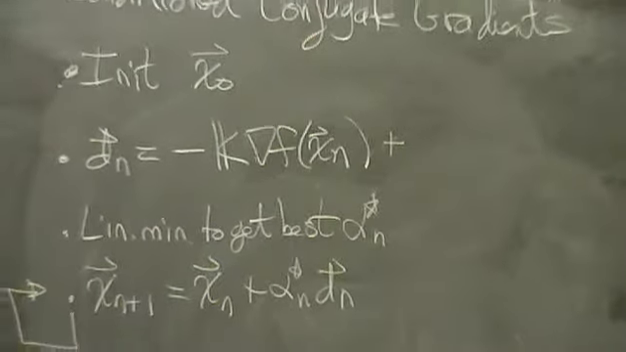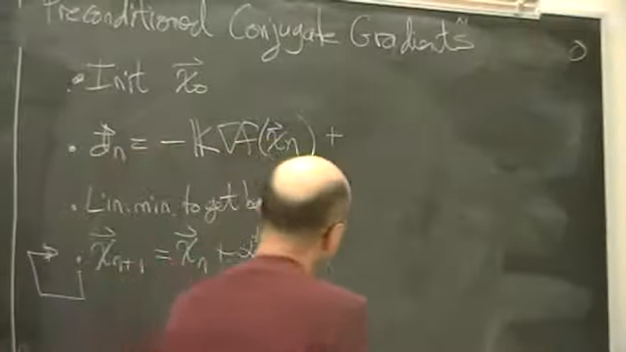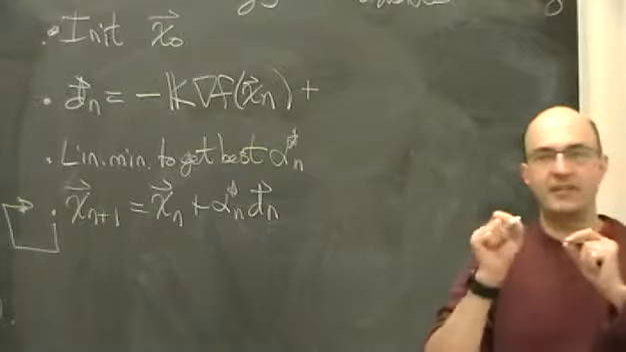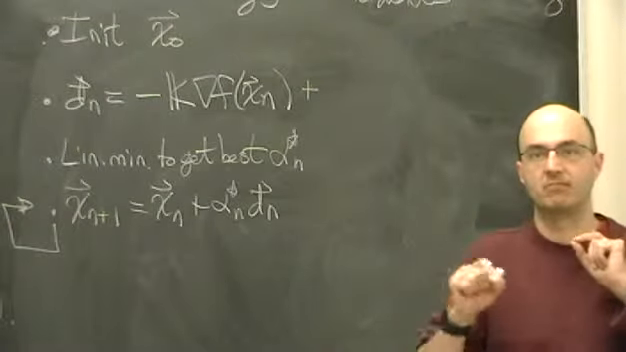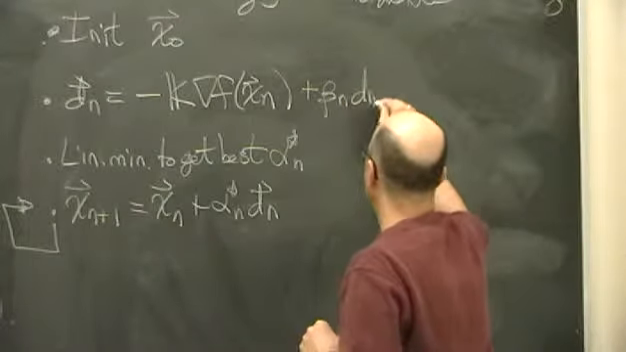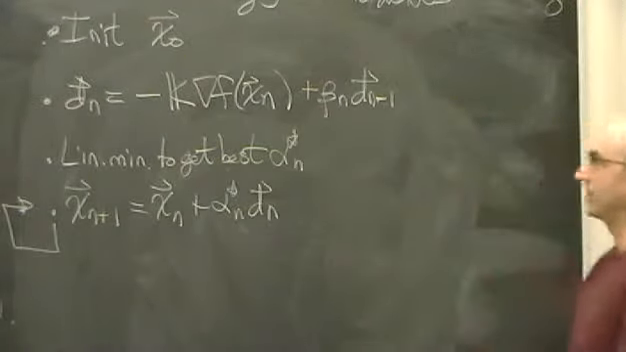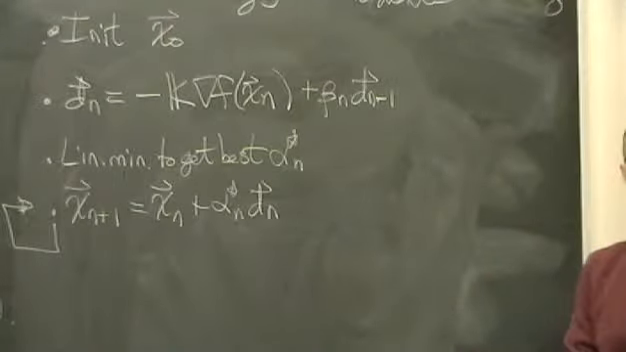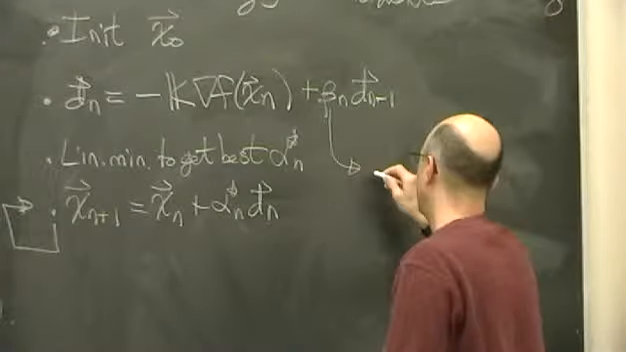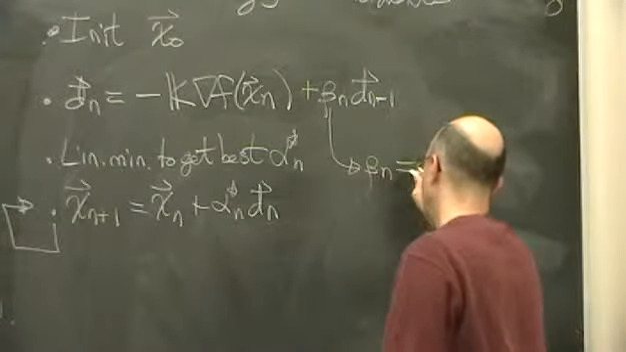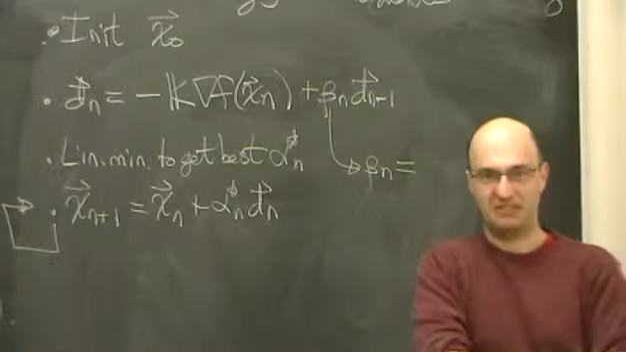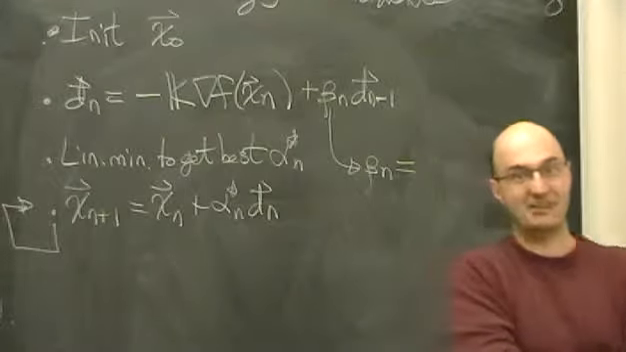And the tweak is the following. All you have to do is mix in just a little bit of your previous search direction. So you have to put in just a little bit of the preceding search direction to turn this thing into conjugate gradients. How much? That takes us into a longer discussion, which unfortunately will be beyond the scope of this course.